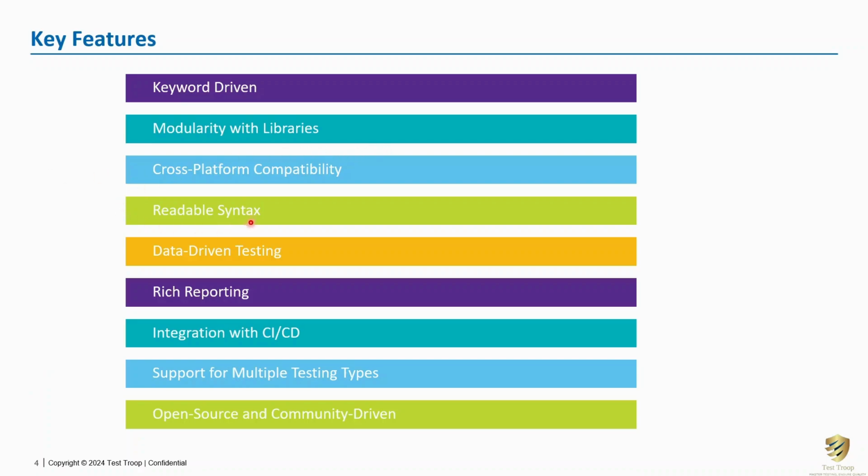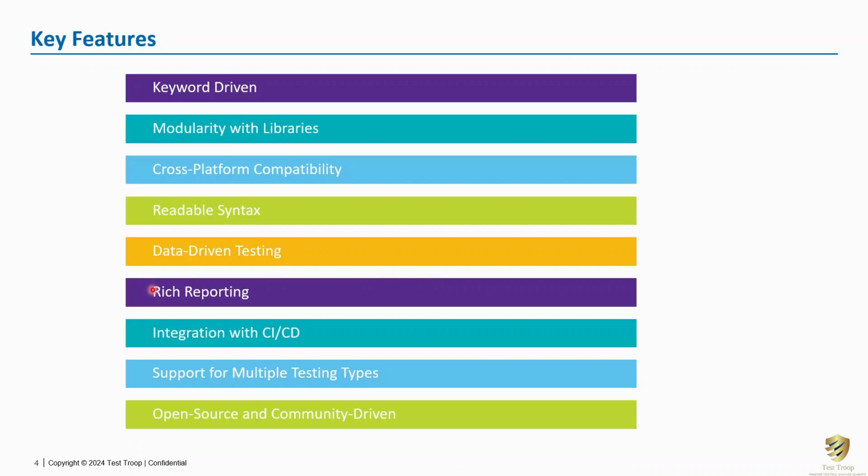Feature number four, readable syntax. In Robot Framework, tests are written in a tabular format using plain text with simple and readable syntax. This makes it easy to create and maintain test cases, encouraging collaboration between developers, testers, and other stakeholders in the project. Feature number five, data-driven testing. It supports data-driven testing, allowing the same test case to be run with multiple data sets. This capability helps in optimizing the test coverage with minimal effort.